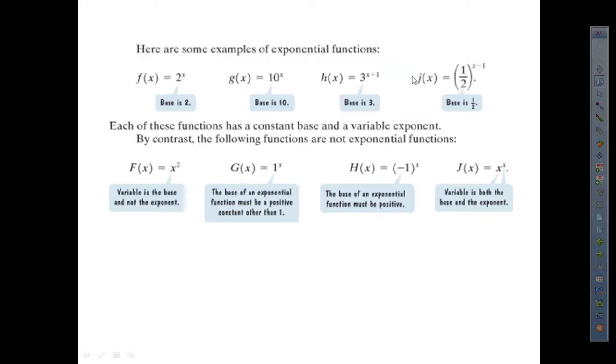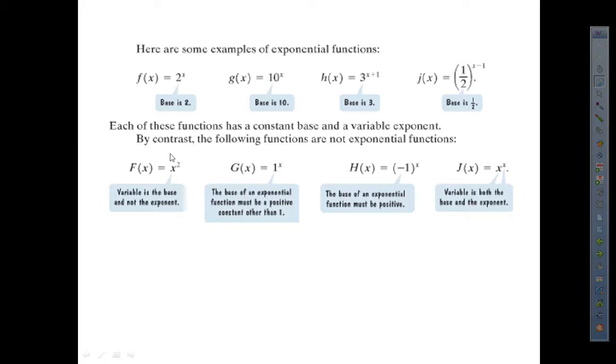All right, so here are some examples of exponential functions. F of x equals 2 to the x, the base is 2. 10 to the x, the base is 10. 3 to the x plus 1, the base is 3. The power is x plus 1. Here you've got 1/2 raised to the x minus 1 power. The base is 1/2. Each of these functions has a constant base and a variable exponent.